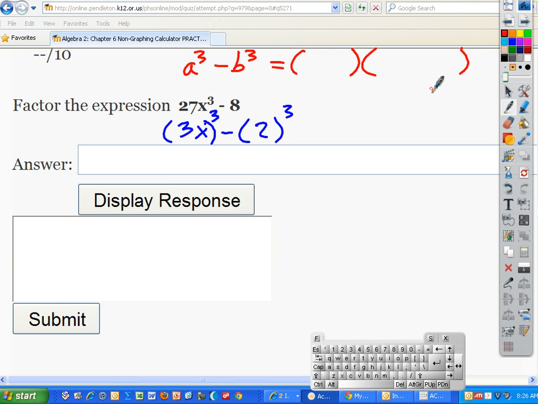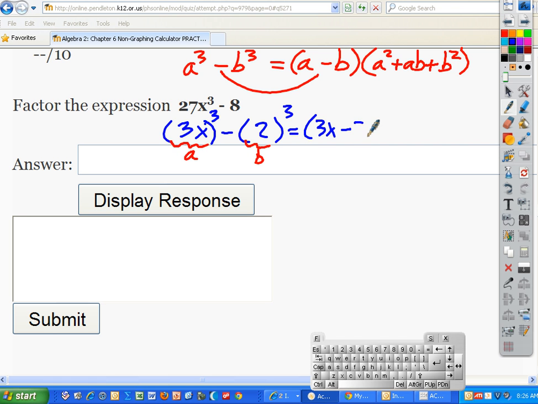a minus b, a squared plus ab plus b squared. Now, what's our a? 3x. Okay. So there's a, there's b. So what do we get? Well, a minus b, 3x minus 2. Here's the part that people are going to miss, that's the term they're going to miss.